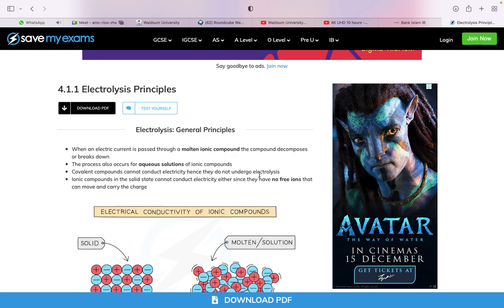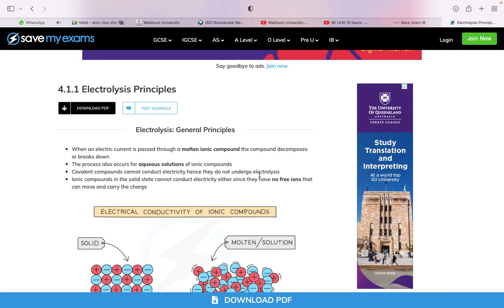Electric current is the flow of electrons round a circuit. You remember that? Electric current is the flow of charge round a circuit. Is that okay? So when we say electrolysis, electrolysis is when an electric current is passed through a multi-ionic compound, like lead 2 bromide. You take a multi-ionic compound, you pass electric current through it.